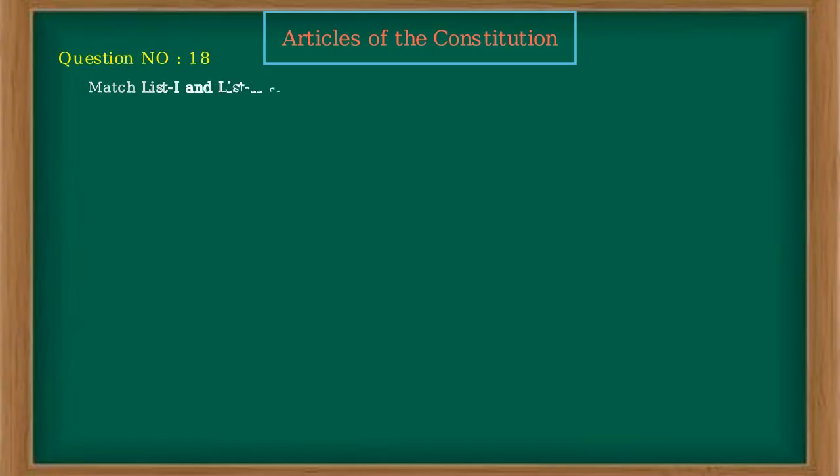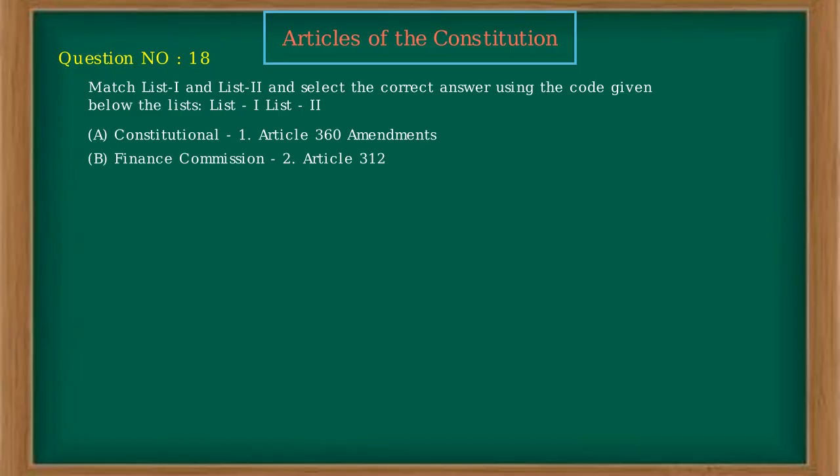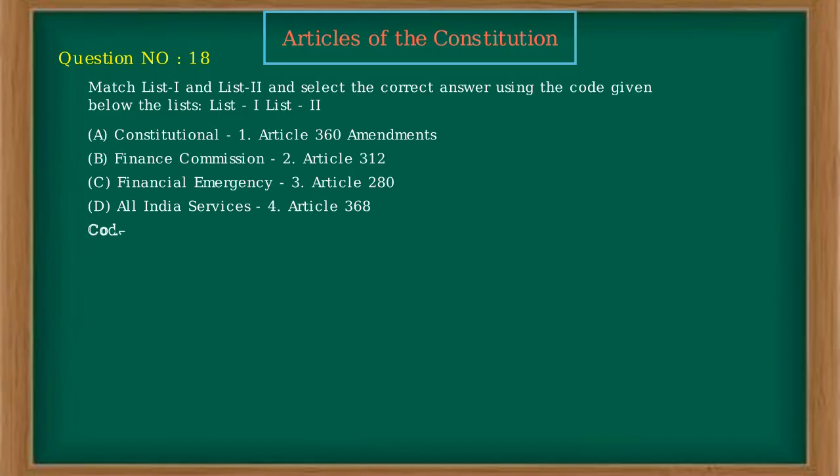Match list I and list 2 and select the correct answer using the code given below the lists. List I, List 2. A. Constitutional Amendments, 1. Article 360. B. Finance Commission, 2. Article 312. C. Financial Emergency, 3. Article 280. D. All India Services, 4. Article 368. Code ABCD. A. 2, 3, 4, 1.